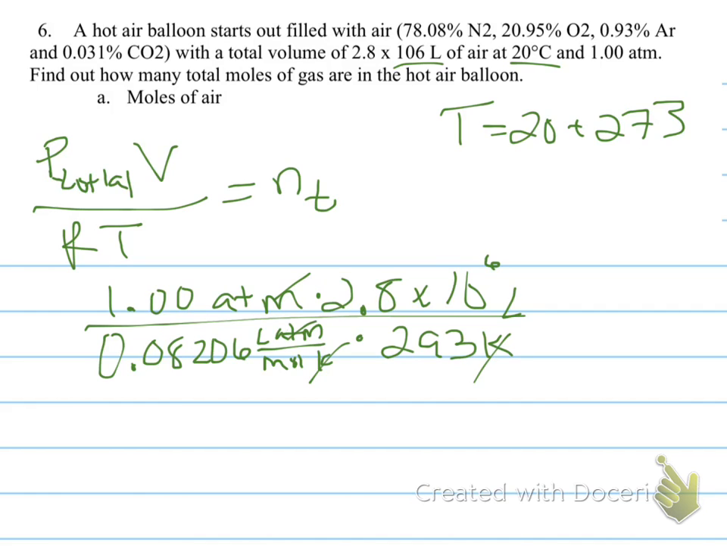Atmospheres cancels, liters cancels. I get 1 over moles on the bottom, so that's moles. Because I have such a huge volume, I'm expecting this to be a really large number, so don't be shocked when your calculator tells you that it's a lot. That's a big volume, so it's going to have to be a lot of moles of gas. So I punch it in the calculator and it says 116455. I have 3 sig figs, so I'm just going to write 116 and then 3 zeros.